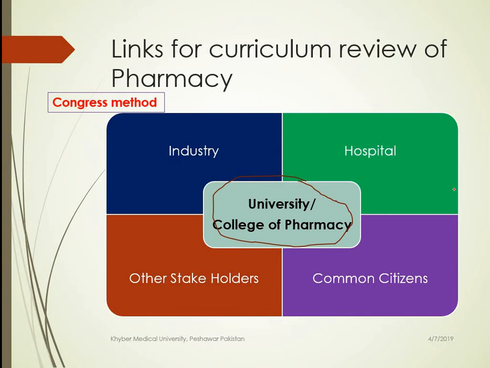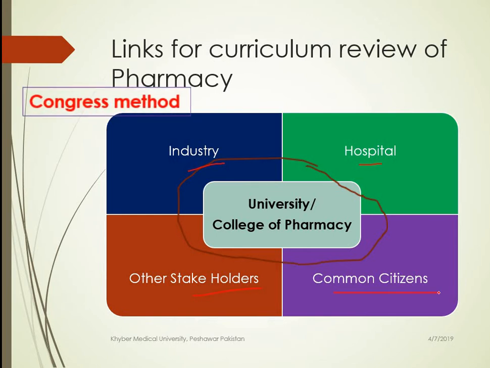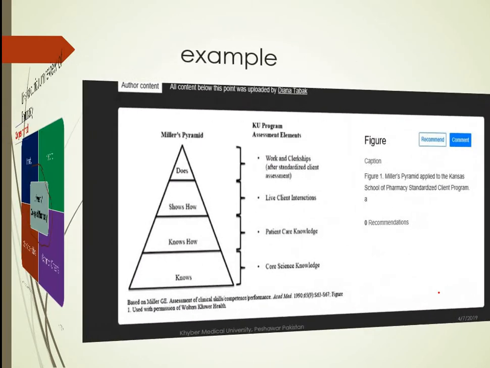Thus, the curriculum should be reviewed by the Congress method, while inviting the experts from the hospital, from the industry, from the other stakeholder communities, and the common citizens, of course, as well. And this Congress method will help in true feedback and revising the curriculum.